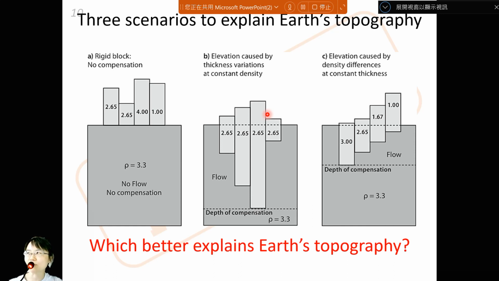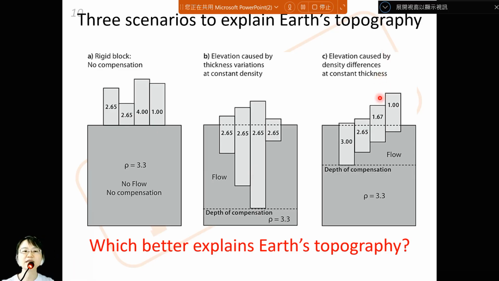It's like an iceberg. Based on the Archimedes principle, the higher the mountain here, the deeper the root it will have. Here, there is a depth of compensation, which is the deepest depth that the root penetrates. It has to push away the fluid in order for it to sit in the fluid.